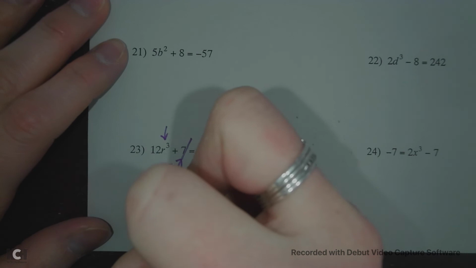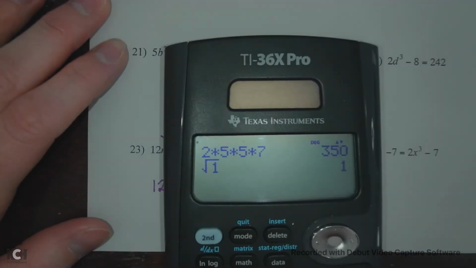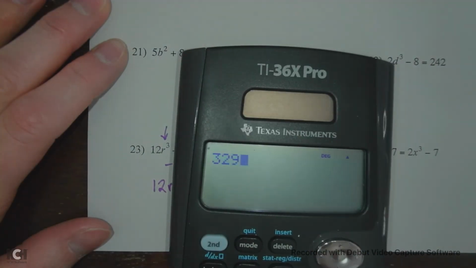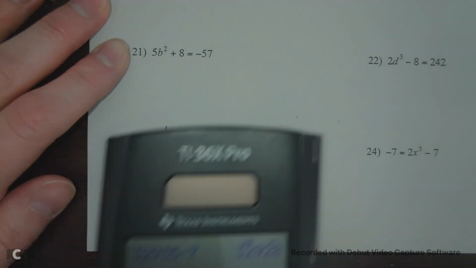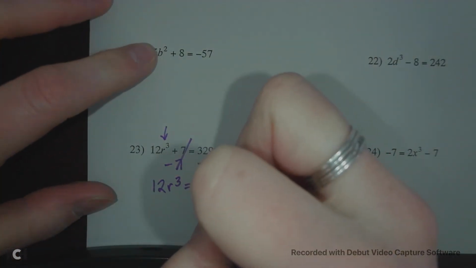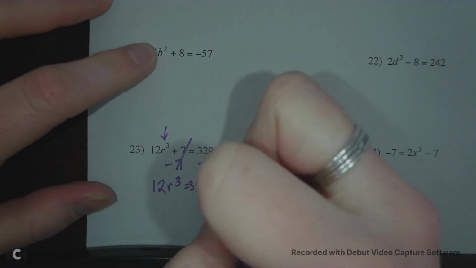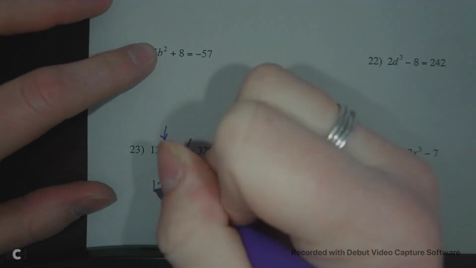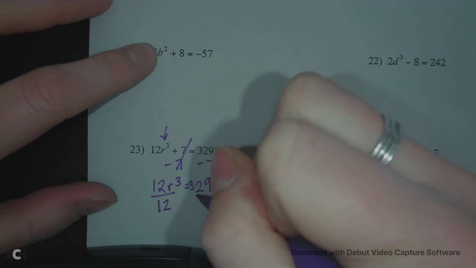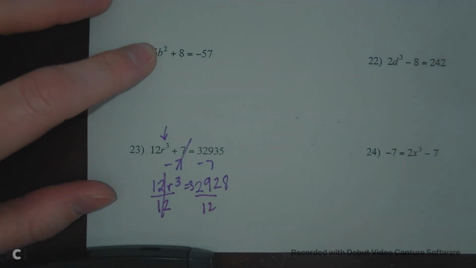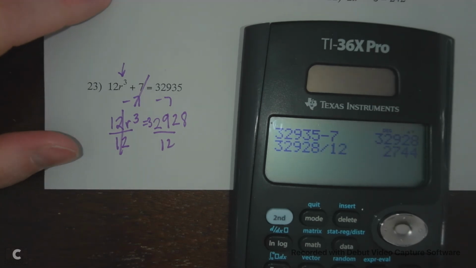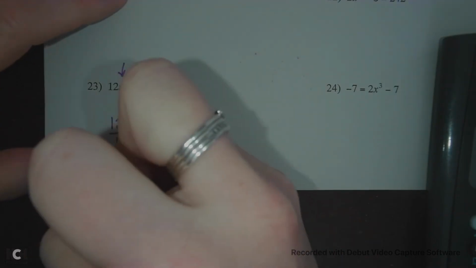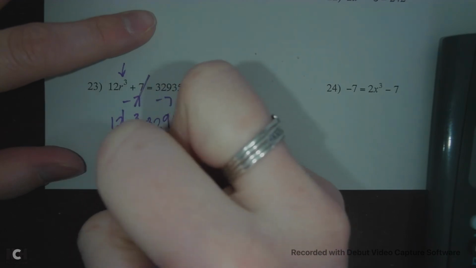So now we have 12r cubed equals 32935 minus 7, which is 32928. Okay, so then the 12 is getting multiplied by the r cubed, so the opposite is divide. So we're going to divide each side by 12. Okay, so 32928 divided by 12 is 2744. So we have r cubed equals 2744.